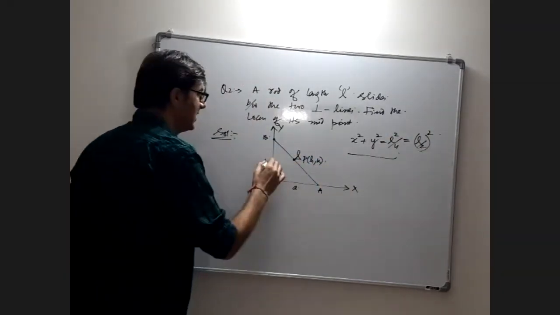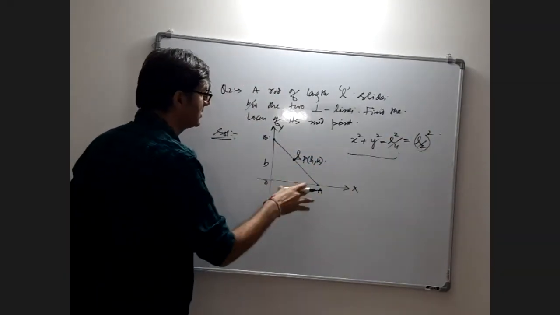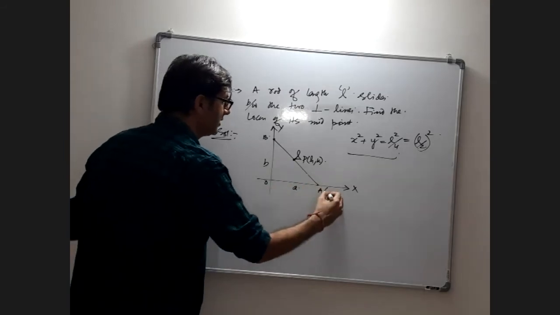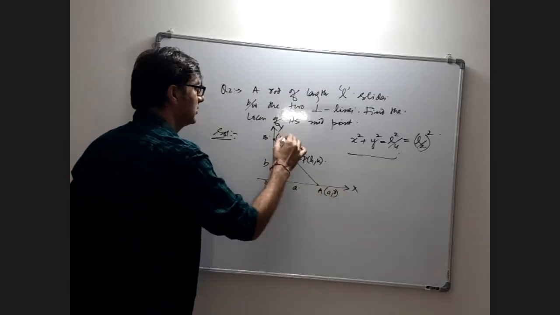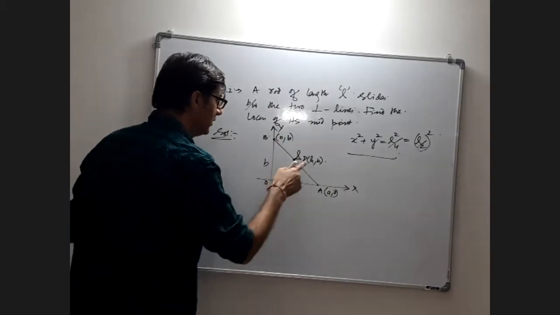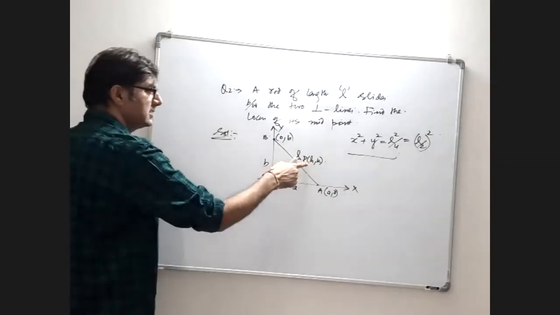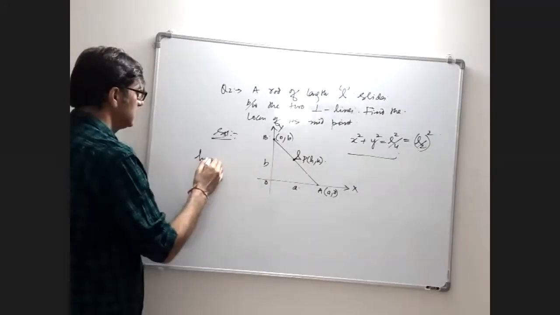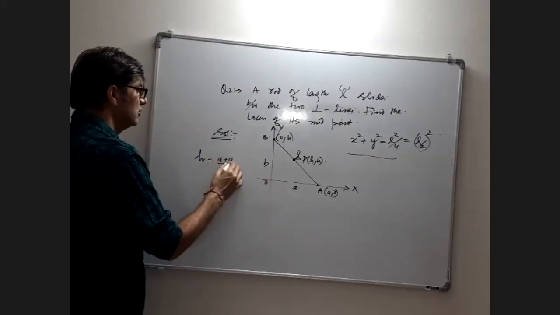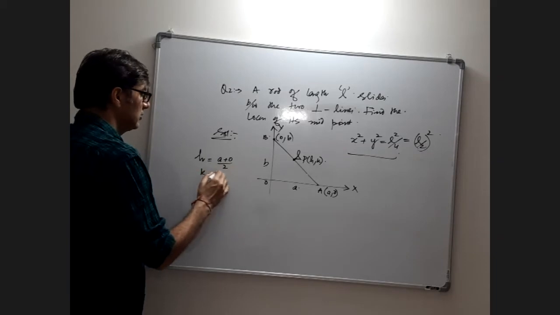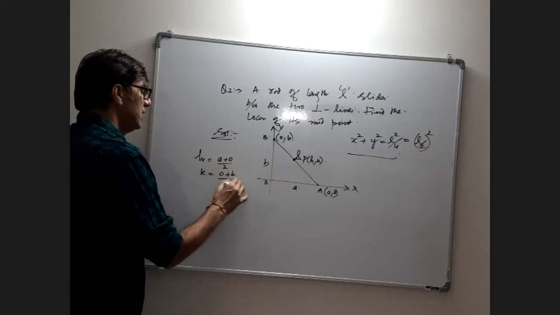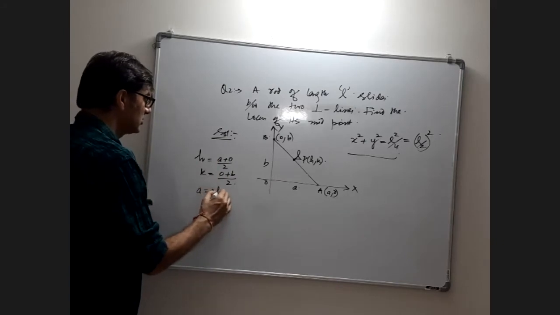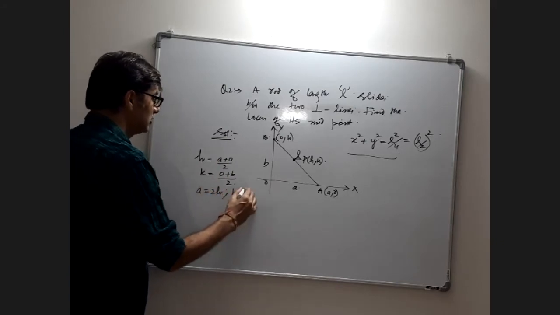Let us say that the intercepts cut on the two perpendicular lines are A and B. Its coordinates will be A, 0 and 0, B. Now look at this. This is the midpoint P. So what are the coordinates of the midpoint? h is equal to A plus 0 upon 2, and k is equal to 0 plus B upon 2. Now you can eliminate from here. A is equal to 2h, and B is equal to 2k.